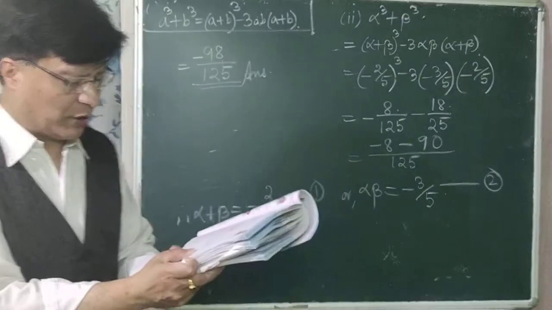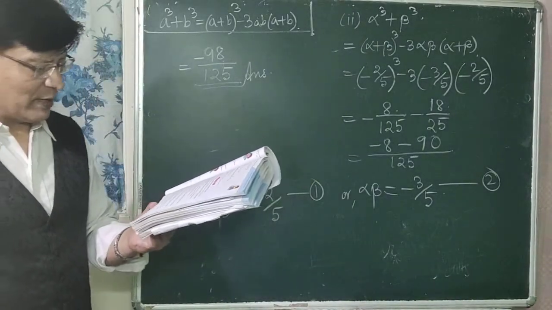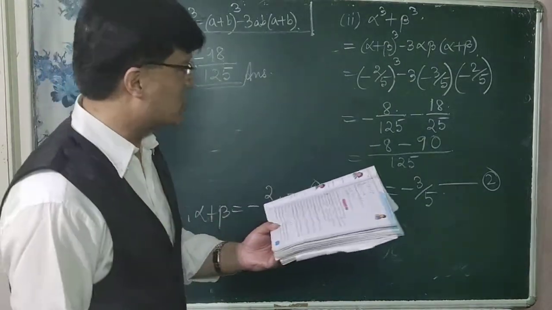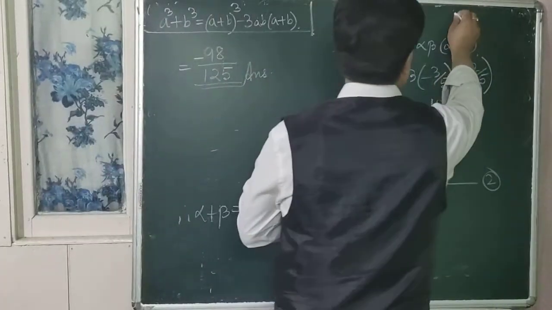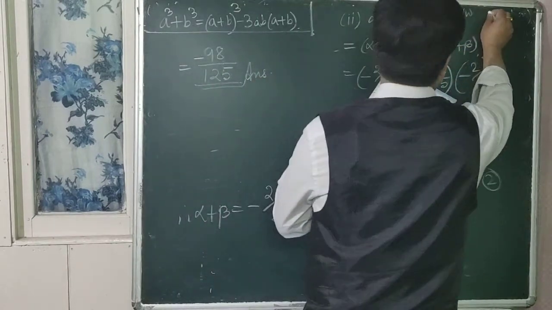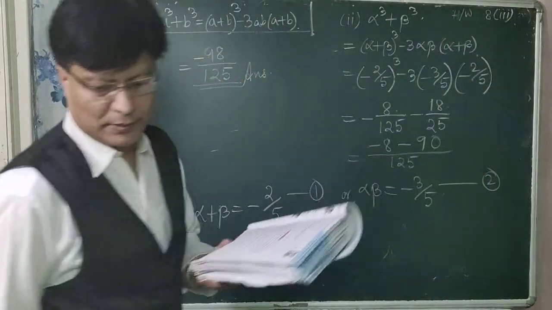So what was number 3 question? You can do it at home. Number 3 question. 1 upon alpha plus 1 upon beta. So this is your homework. Mark it as homework, right? So your homework will be number 3. Okay?